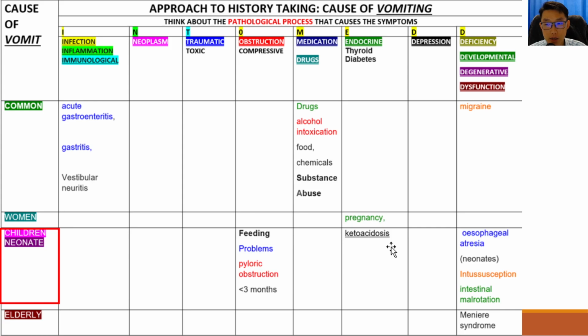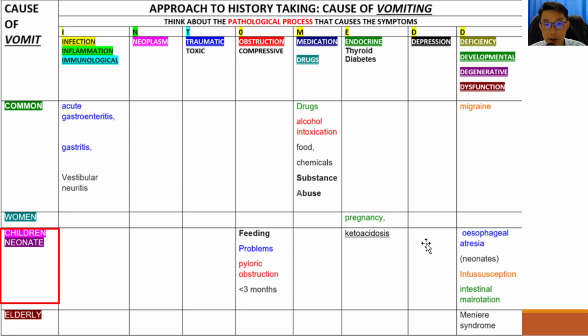Next, we have ketoacidosis. Type 1 diabetes can, and usually does, present with abdominal pain associated with vomiting. It is an important differential that any practitioner should think about when they see a child with recurrent vomiting and abdominal pain.